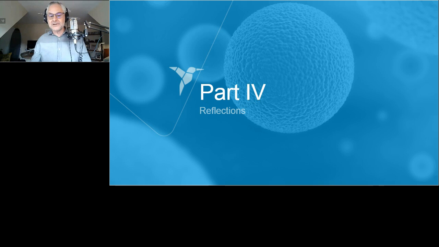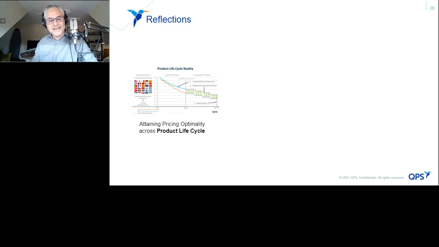So in conclusion, just to reflect on the last part of this discussion, we've shown that attaining optimality across the product life cycle has a major impact across the whole of the product life cycle, and that by navigating through the complexities of reference pricing and trying to factor that further upstream in all the decisions that are starting to be made, so that we can hit all the timelines that are required, the value is really significant if done right.